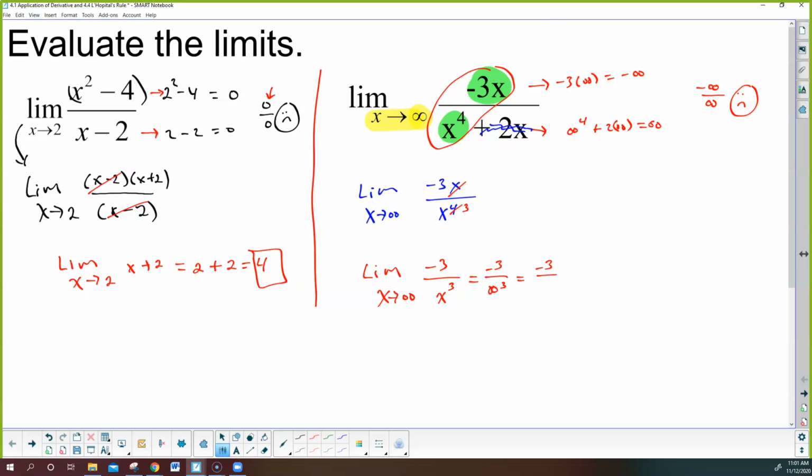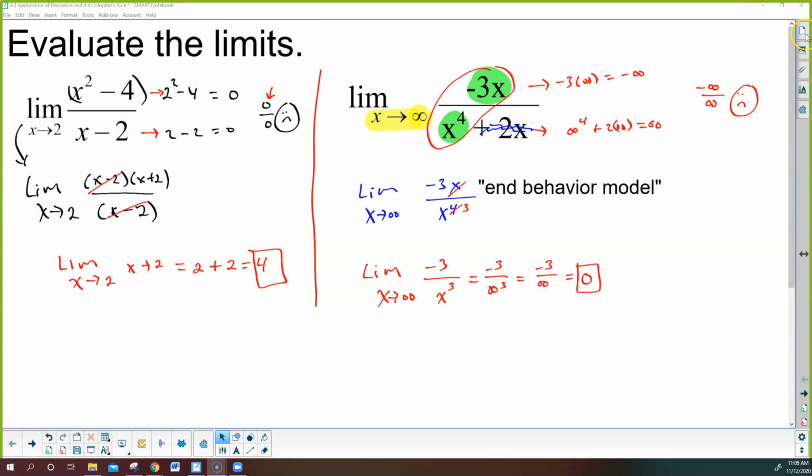Well, -3 over infinity. Well, if I have something that is a -3 length, which sounds odd, and I divide it into an infinite amount of pieces, that's basically going to 0. So this was the end behavior model, and this was just algebra factoring.